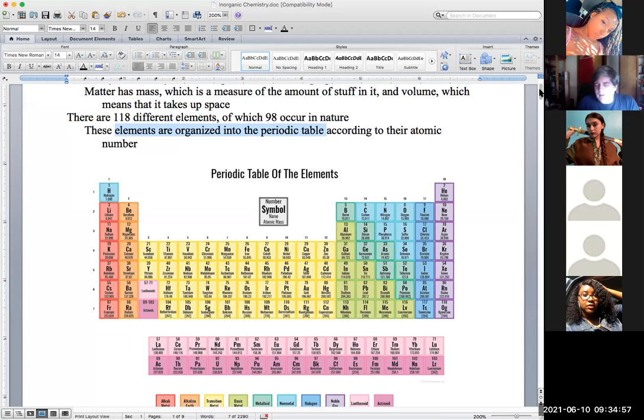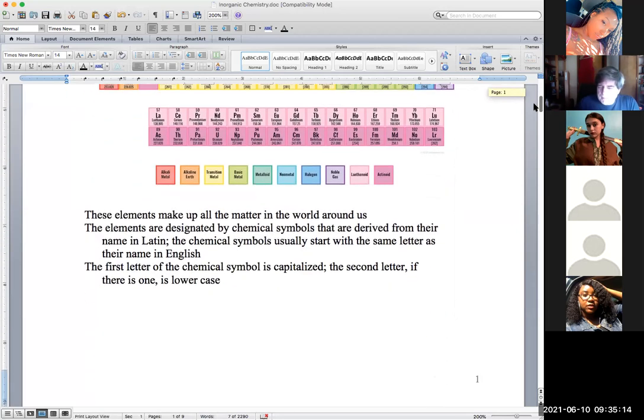So let's think about these elements. If you would pick up a piece of one of these elements, for instance, a piece of pure carbon, you might be able to see pure carbon, or a piece of pure gold. When we look at these elements, we don't like to write out the whole names. So we use something called their chemical symbols.